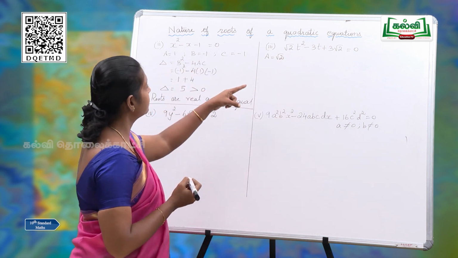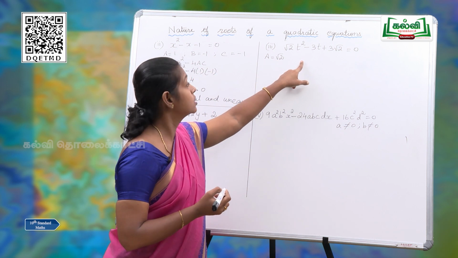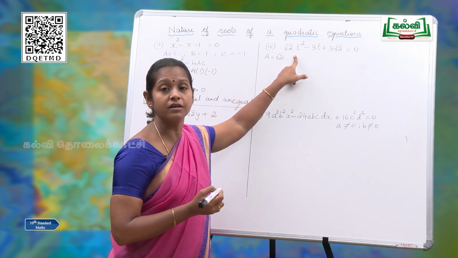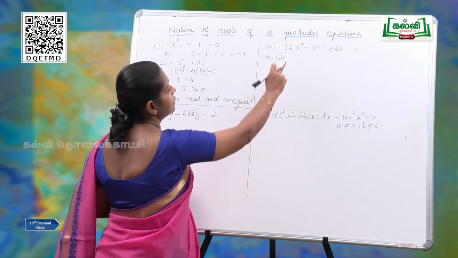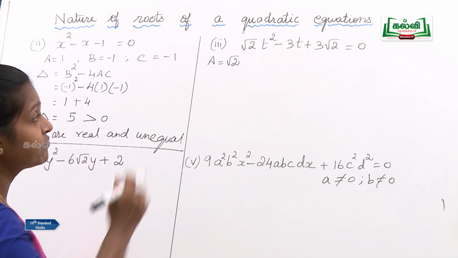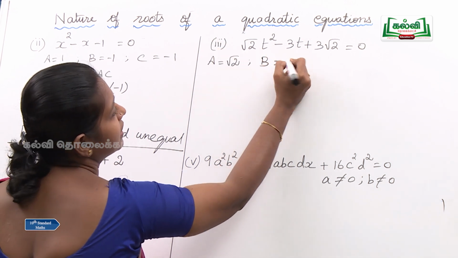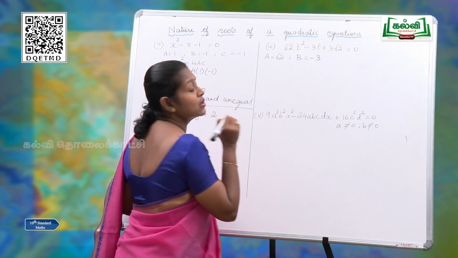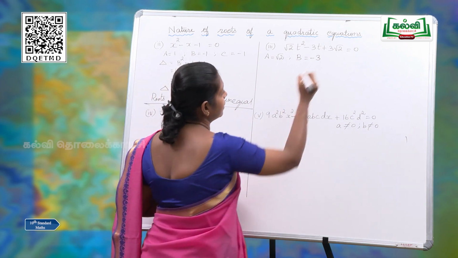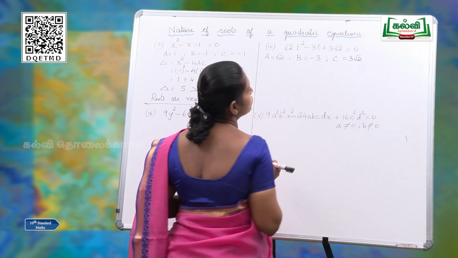See, the variable is changed. Here it was x, now it is t variable. So, according to the variable, we have to take the coefficients. Here, t squared coefficient is root 2. That should be taken as A. Then, what is B? Coefficient of t, that means minus 3. With the sign you should take. Next, C is 3 root 2.